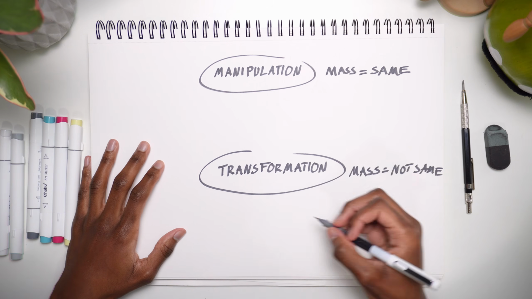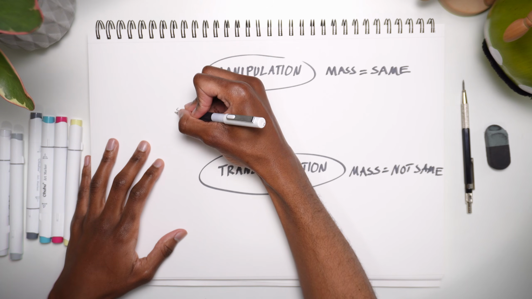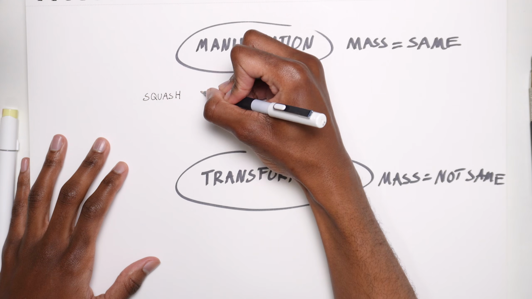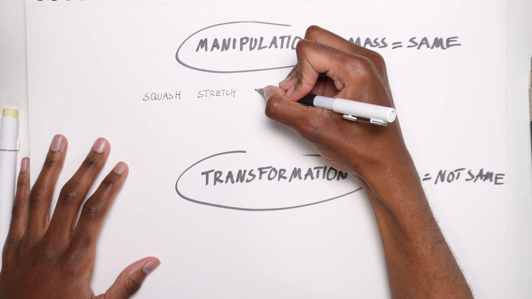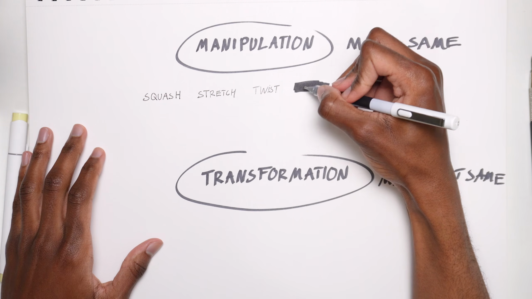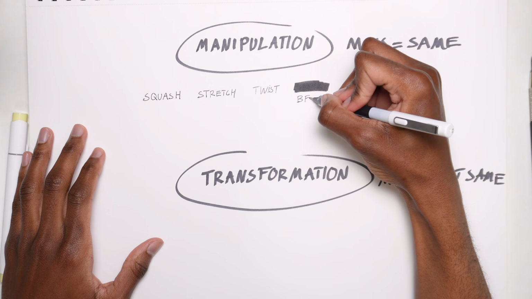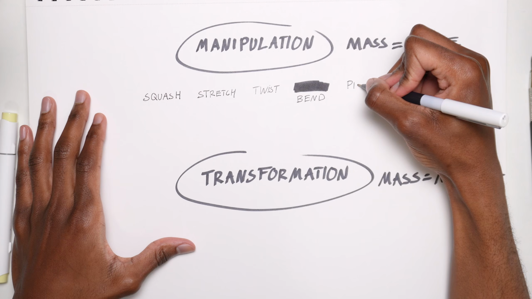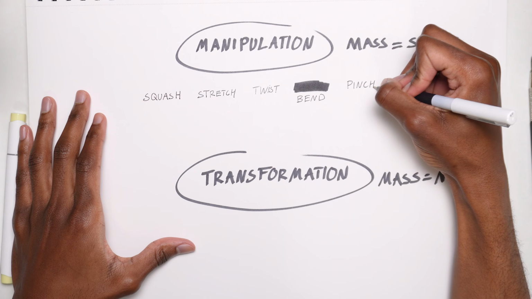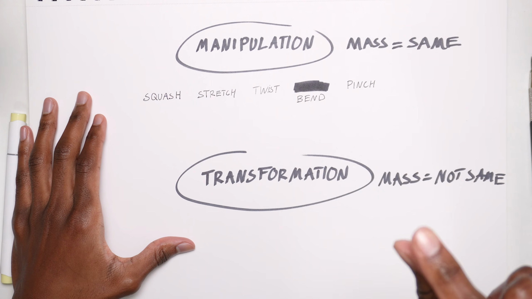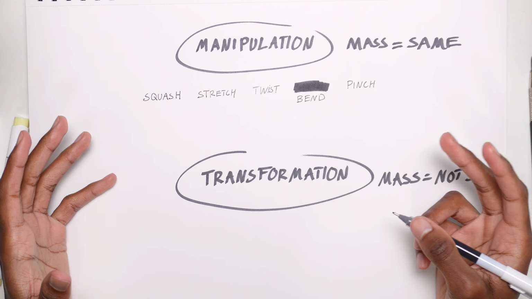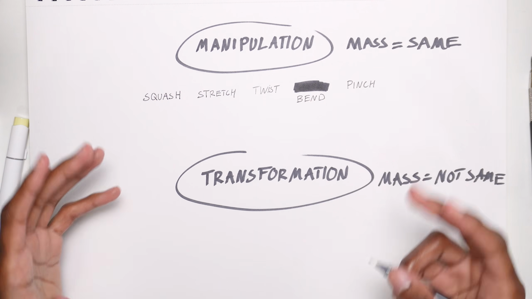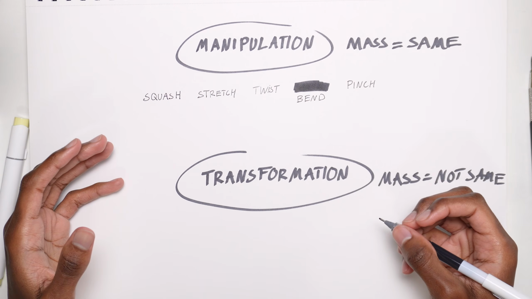Some common manipulations are to squash a shape. You can stretch something. You can twist. You can bend. We can bend. There are an infinite number of possibilities. You can also pinch an object, like imagine if you just took it between your pointer finger and your thumb. So the goal is to practice and master drawing as many manipulations as possible.